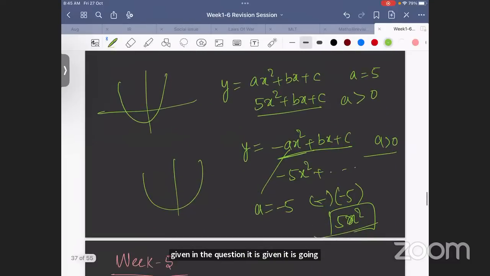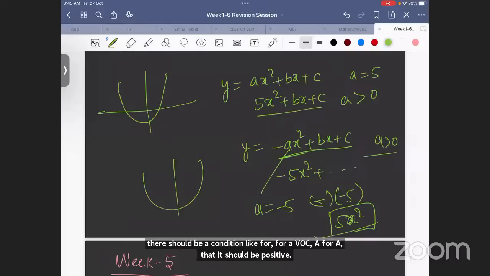Sir, if this parabola graph is not given, then you can't say. Then there should be a condition for A, B, or C, like A should be positive. Then only we can decide. Yeah, this is what I'm saying. If that information is not given, then you are already aware that for A positive it should be going upward. Okay? Is this clear to everyone? Yes, sir.